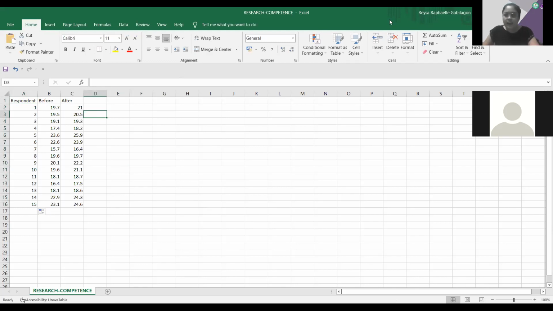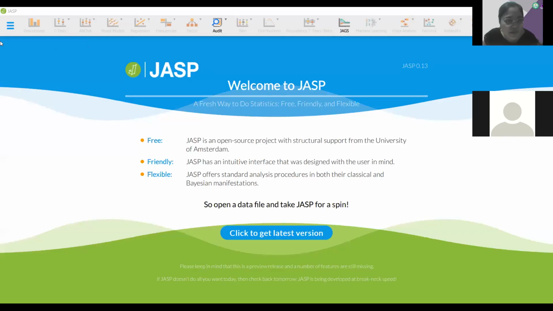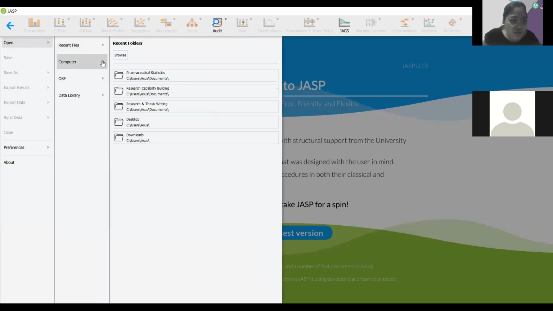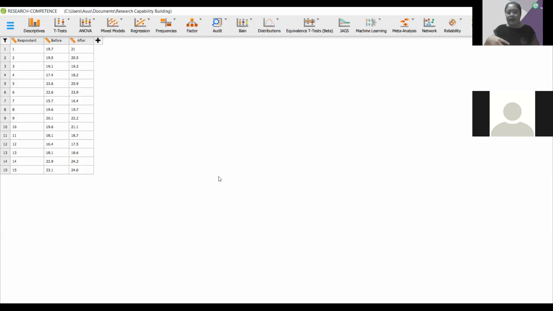Okay, so I have 15 subjects here and I have already saved this one in CSV format. Since naka-CSV na siya, I can import this one sa JASP. So I have opened here the JASP. Remember, dito tayo mag-start sa JASP ha, sa upper left corner. And then, let me look for the file. Nilagay ko siya sa research capability building, and ang pangalan niya ay research competence.